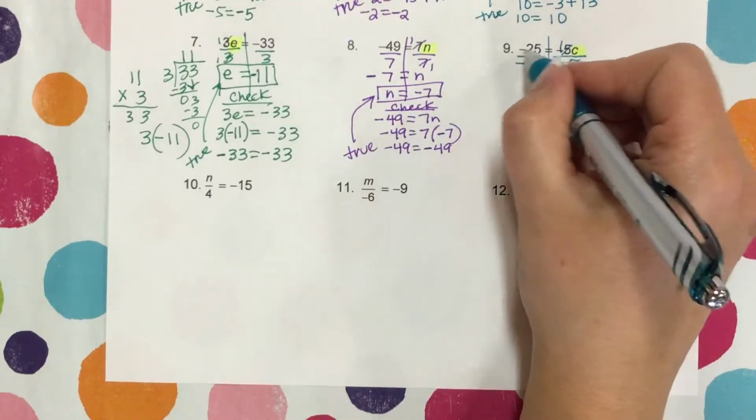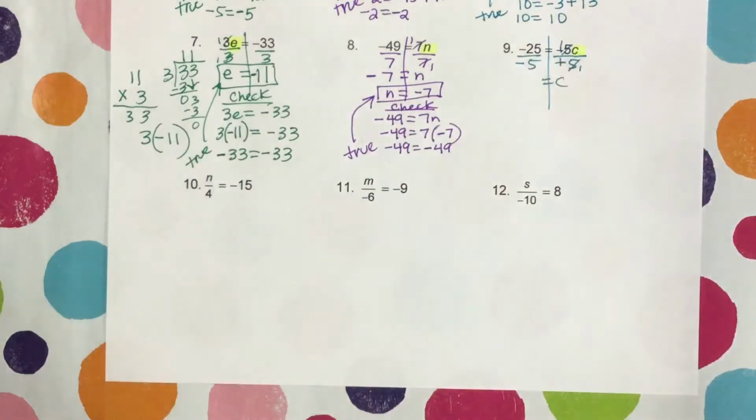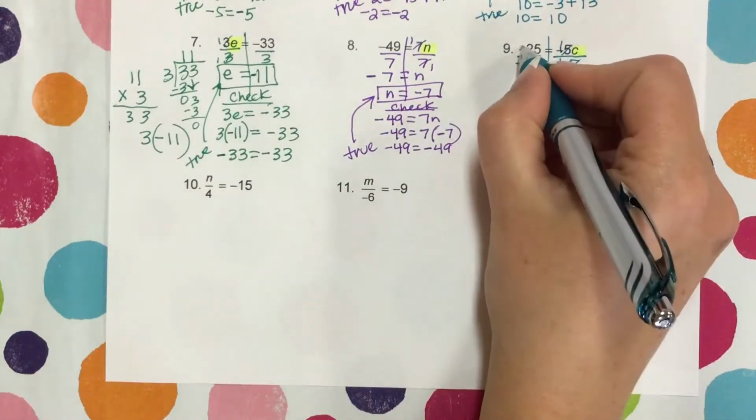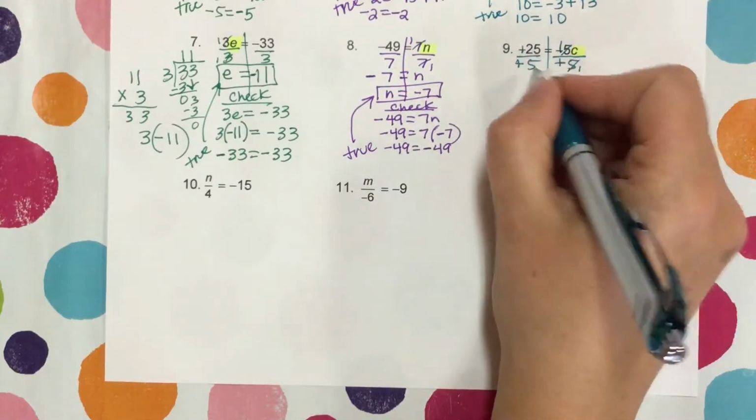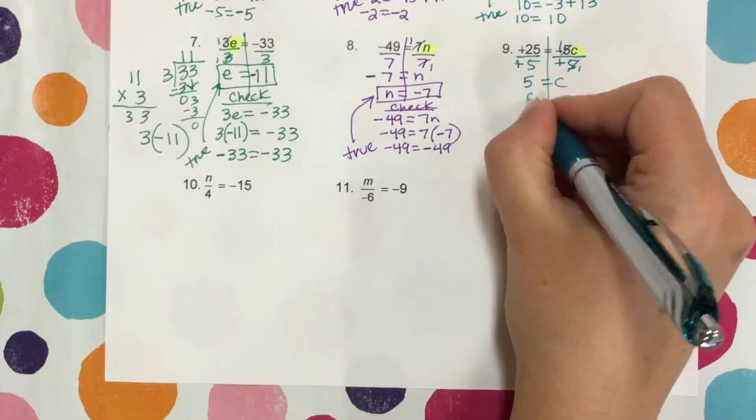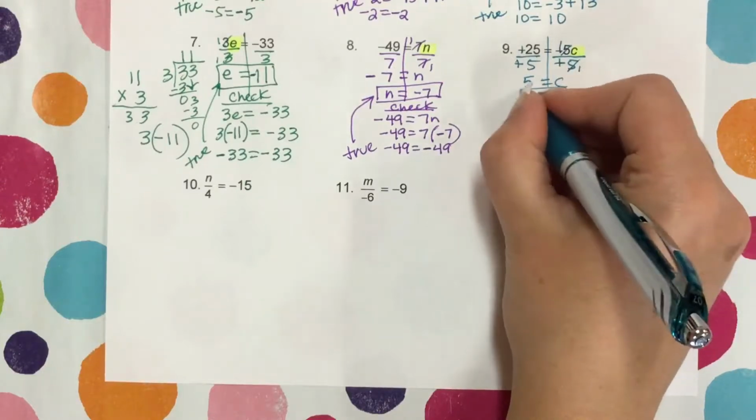Now we have to do negative 25 divided by negative 5. A negative divided by a negative is a positive. 25 divided by 5, 5 goes into 25 5 times. So our answer is c equals 5.